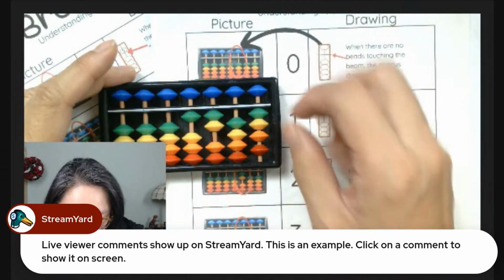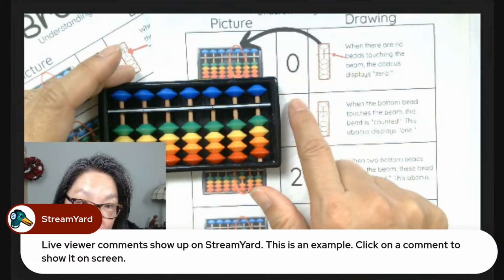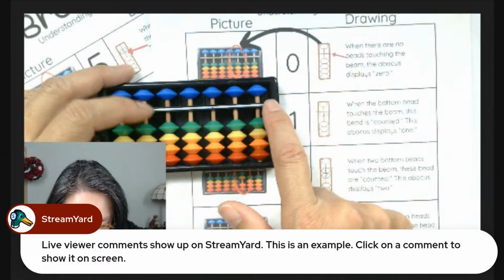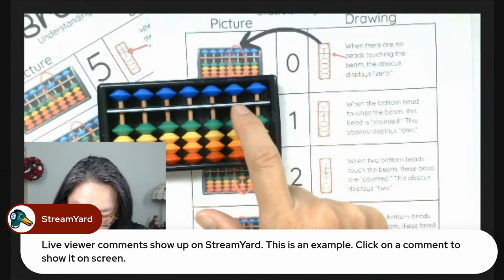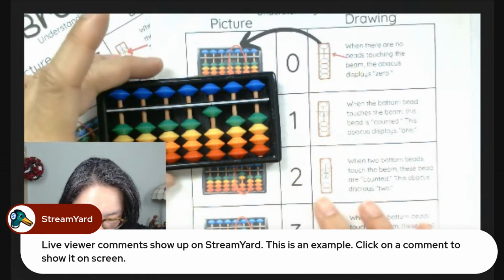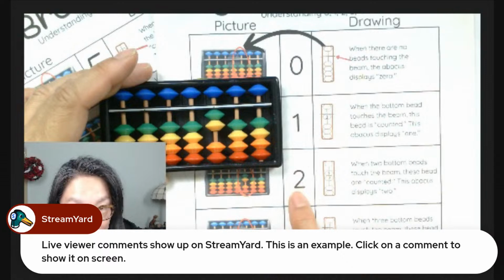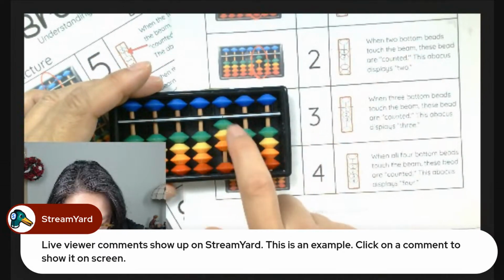All right, so the first thing we're going to do is understand how to read the abacus, and this is 0. This is 0 when none of the beads are touching the horizontal bar. The horizontal bar is what's being counted. As we move the beads up to the horizontal bar, that is counted as 1. And then we have 2. And then we have 3. That's 3. 1, 2, 3.